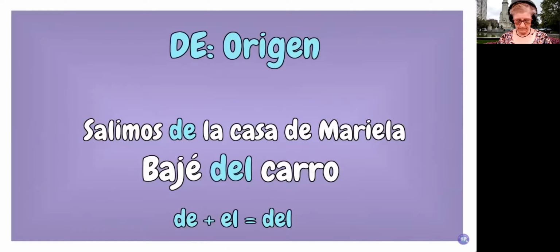Entonces recordemos, puedes usar a o para indicar destino o dirección. Voy para la tienda, voy para la universidad, voy a la universidad, voy a la tienda. Es lo mismo. Puedes usar de con un verbo de movimiento para expresar origen o punto de partida. Por ejemplo, salí de la casa de Mariela o bajé del carro.